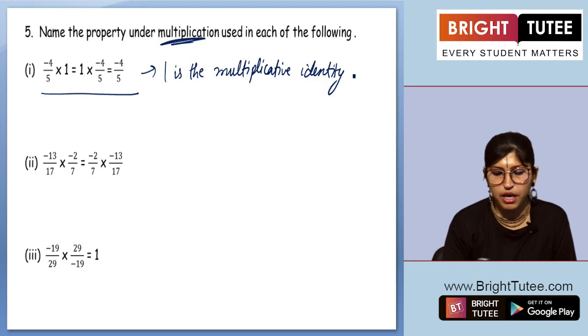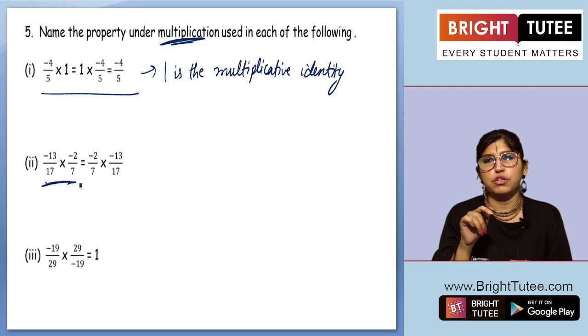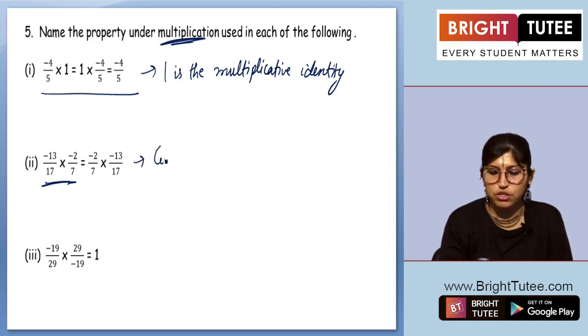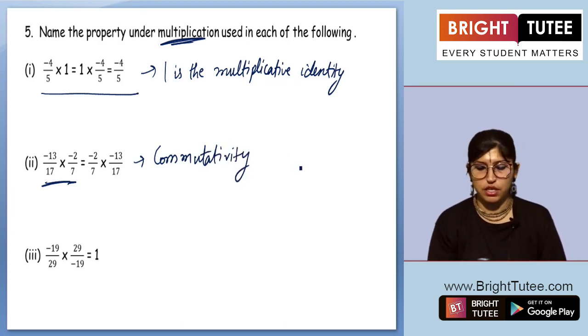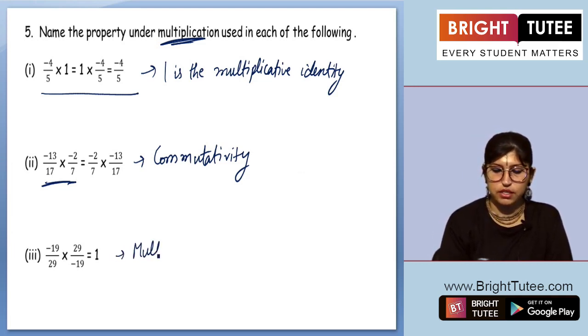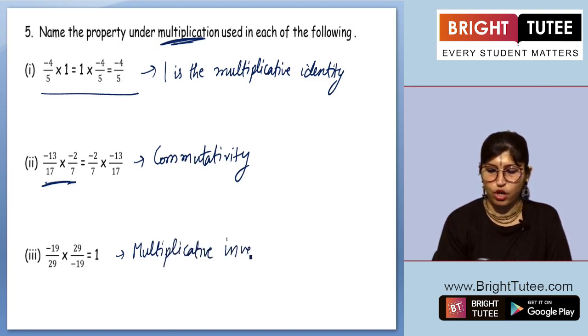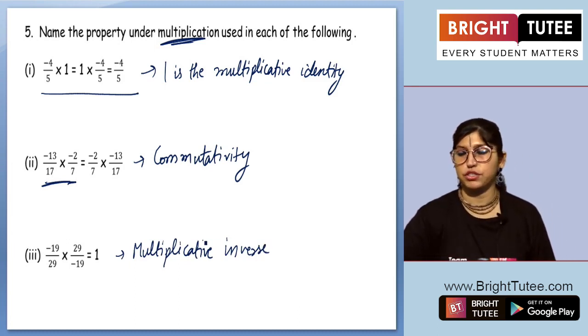Now let's move on to the second part. You can simply see that we have just interchanged the rational numbers. So the property which we used is commutativity. We've discussed it as well. So it is the commutative property. Now let's move on to minus 19 by 29 into 29 by minus 19 equals 1. So what we can say is it shows the multiplicative inverse, or maybe we can say reciprocal. Now we'll be moving to another question, which is question 6.